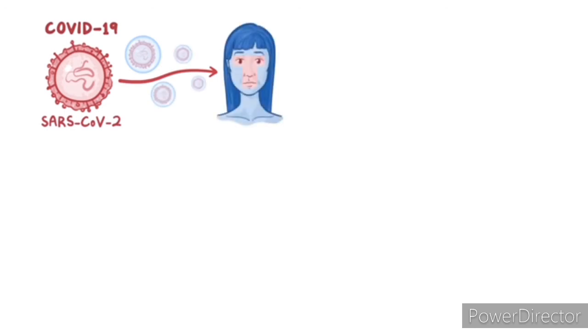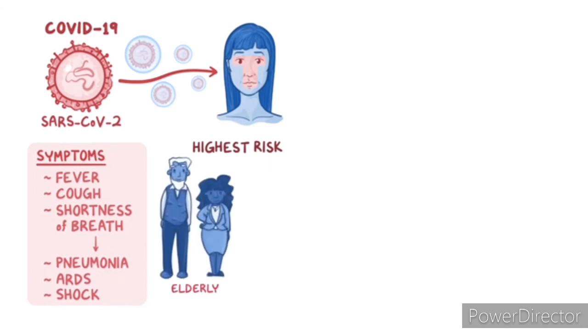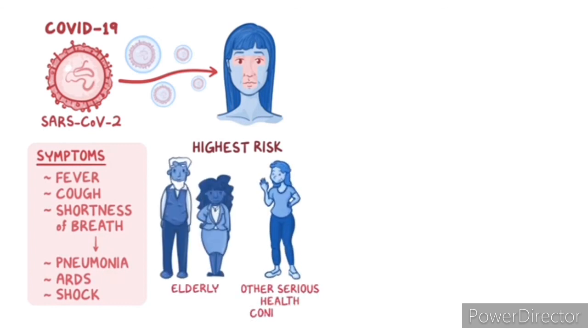Alright, as a quick recap. The SARS-CoV-2 virus causes COVID-19. The virus travels in respiratory droplets and enters the body via the mouth, nose, or eyes. It can cause symptoms like fever, cough, and shortness of breath, and in some people, it can progress to more dangerous complications like pneumonia, ARDS, and shock. The highest risk is among the elderly and those with other serious health conditions.